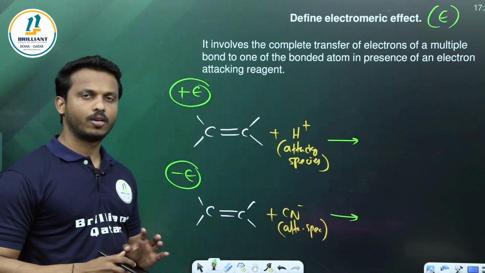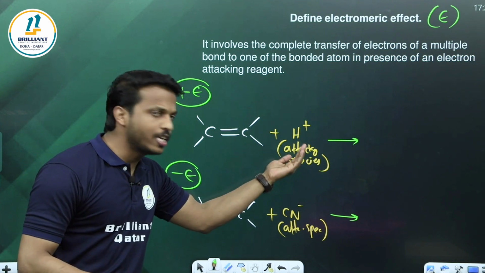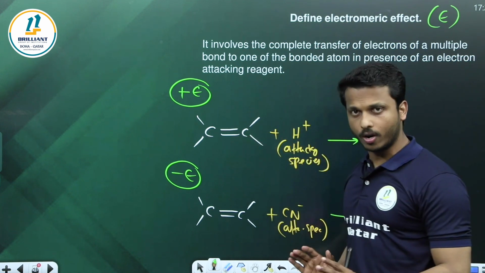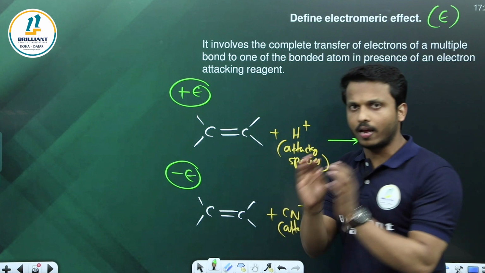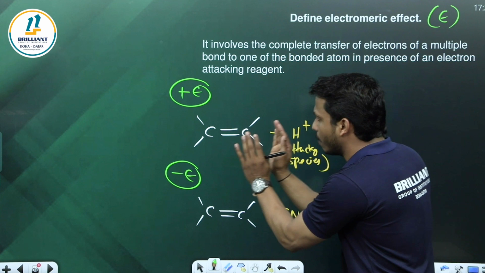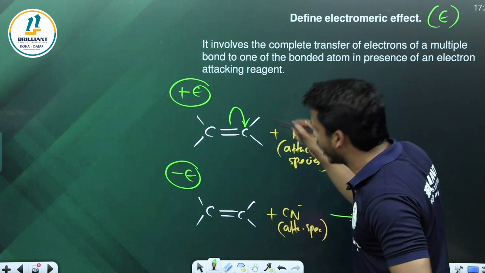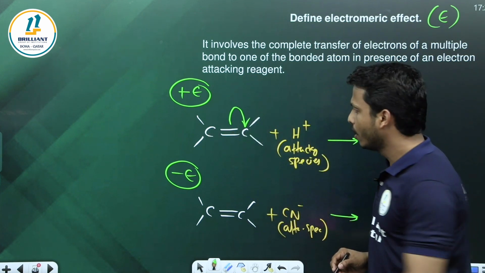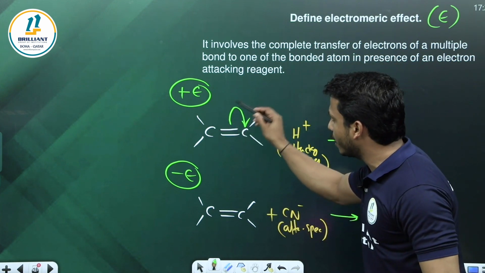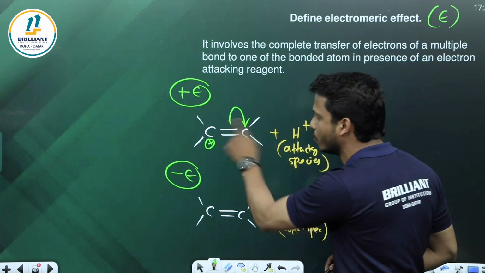See a double bond. Normally, it exists like that. But when an attacking species comes to the double bond, I'm not saying the complete mechanism, only to understand. When an attacking species comes to the double bond, just imagine the double bond shifted to one of the carbon. Either you can place it left or right. One of the bond electron shifted to one carbon. So this electron shifted to this carbon means this carbon will get a negative charge and this carbon positive, because it's losing and this is gaining.